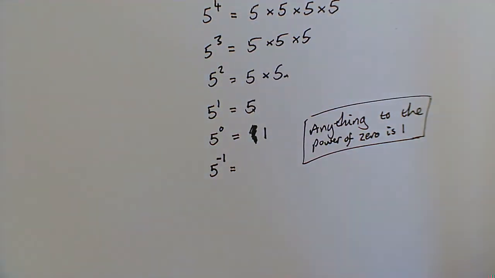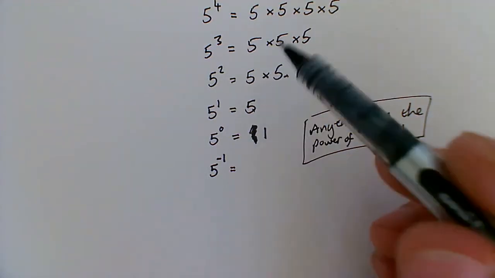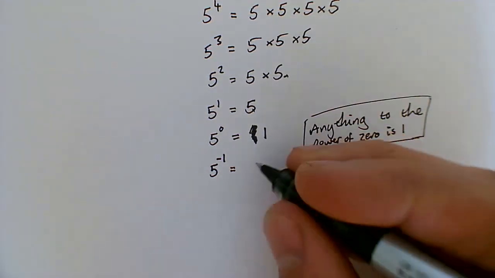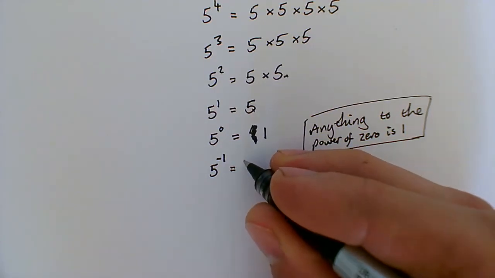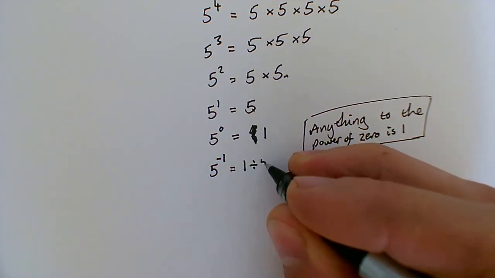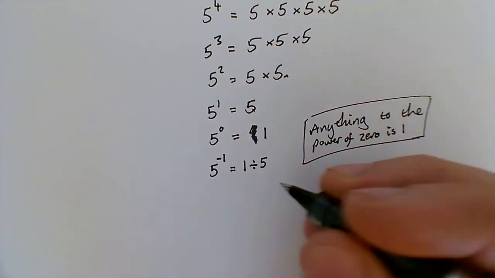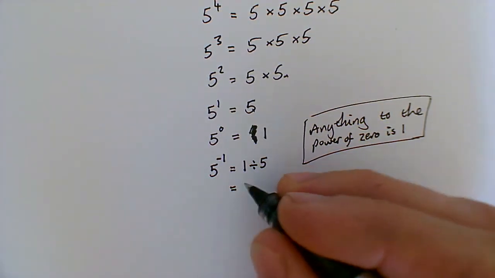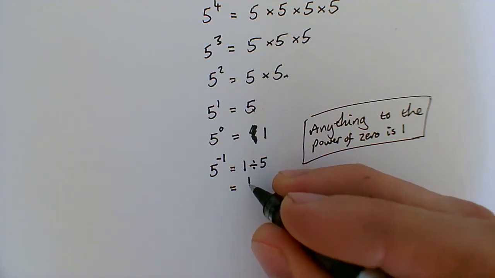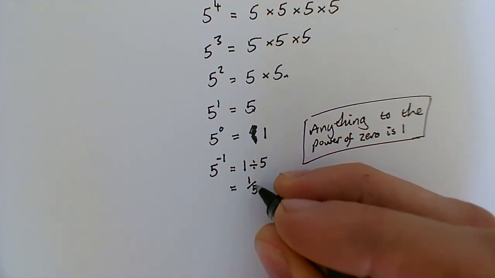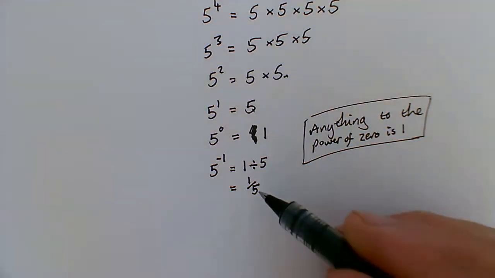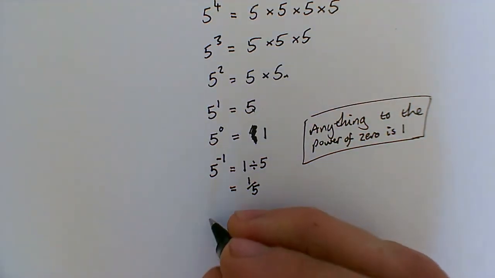What about minus 1? Well, we can follow that same idea. Instead of multiplying by 5 a lot of times, we're dividing by 5. So this first one is going to be 1 divided by 5. Now, normally, that's not a very handy way to write it. You could write that as 0.2, but it's much quicker and easier to just write that as a fraction, 1 over 5. So actually writing these as fractions is much easier.